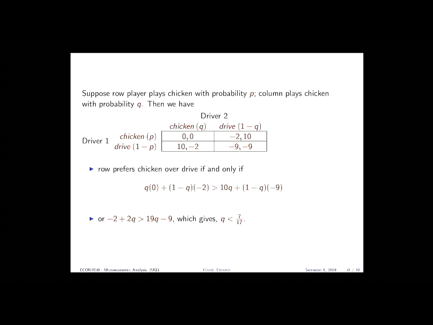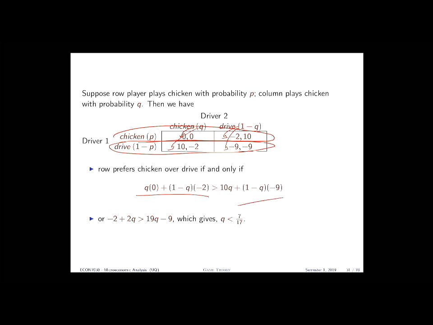So this player prefers chicken over drive if Q times 0 plus 1 minus Q times 2 times minus 2 is larger than Q times 10 plus 1 minus Q times 9 minus 9. Okay? These are the things that I wrote here.